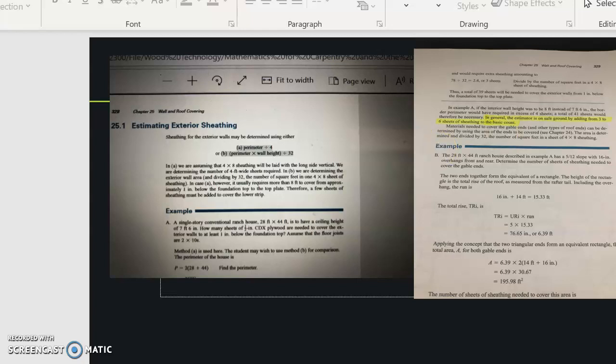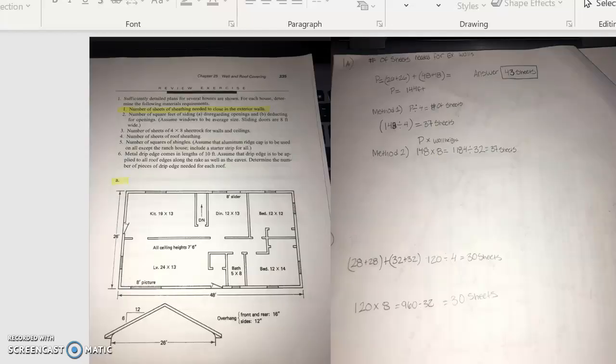So here's the question. Number 1. Sufficiently detailed plans for several houses are shown. For each house, determine the following materials required. And we're solving 1. So it's going to be the number of sheets of sheathing needed to close in the exterior walls. So we're going to do A and B.